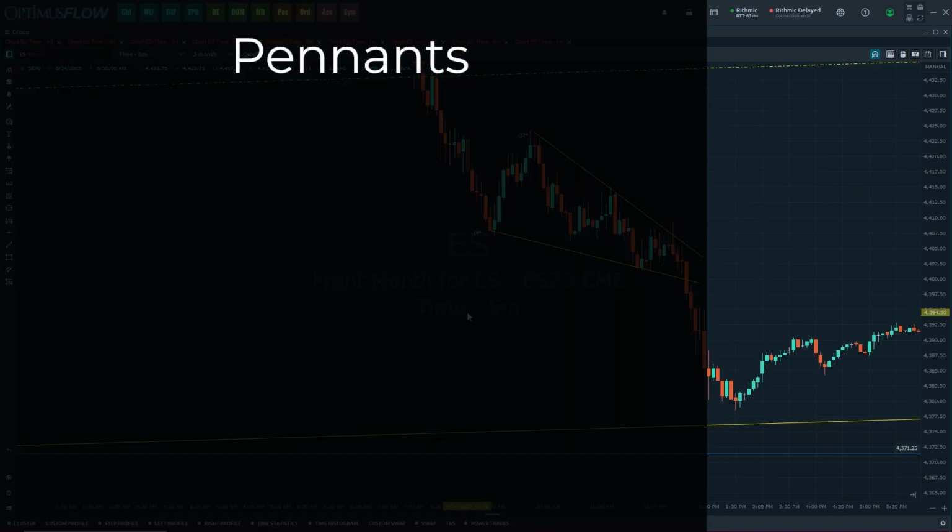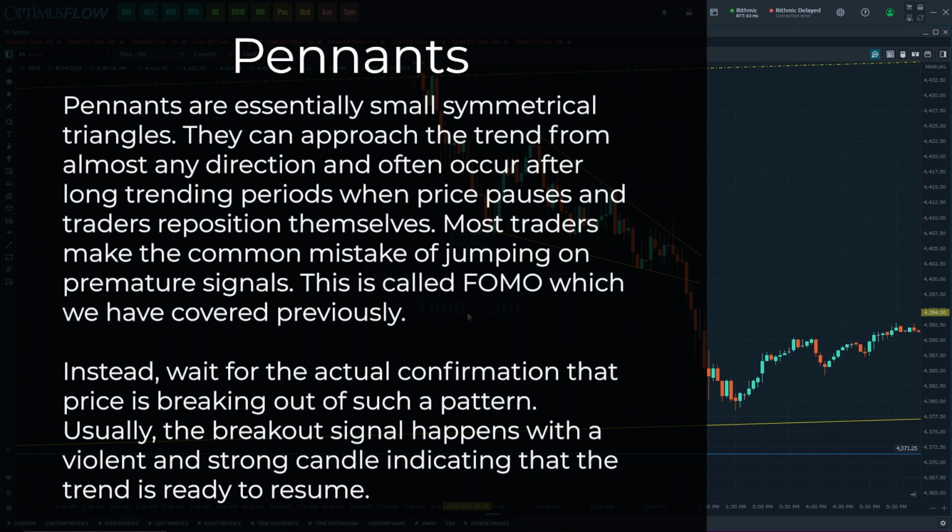Pennants are essentially small symmetrical triangles. They can approach the trend from almost any direction and often occur after long trending periods when price pauses and traders reposition themselves. Most traders make the common mistake of jumping on premature signals, which is called FOMO. Instead, we want to wait for the actual confirmation that price is breaking out of such a pattern. Usually the breakout signal happens with a violent and strong candle indicating that the trend is ready to resume.